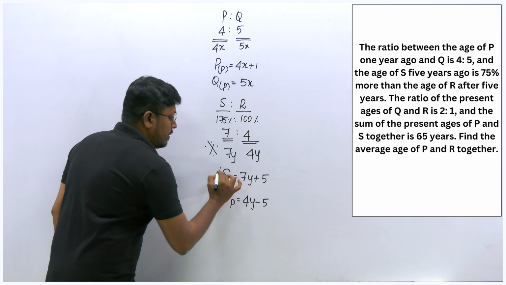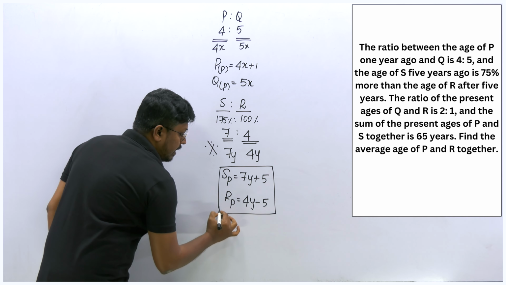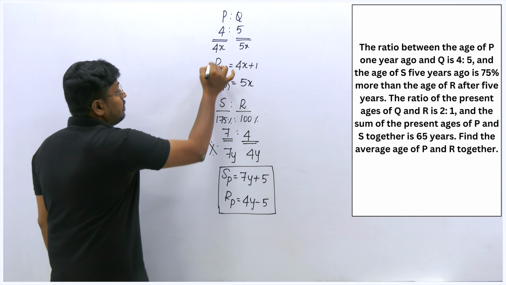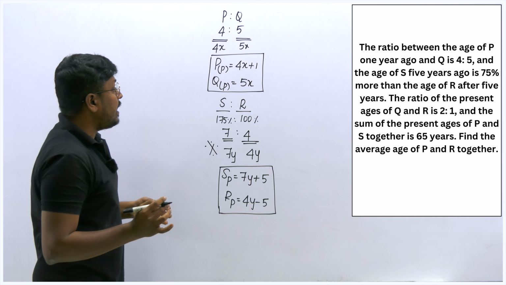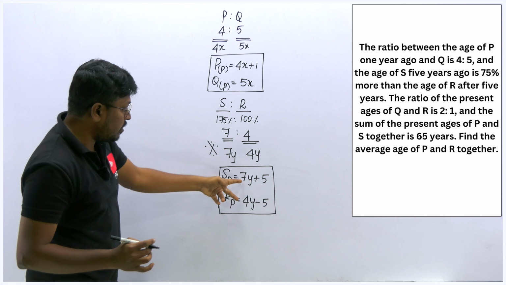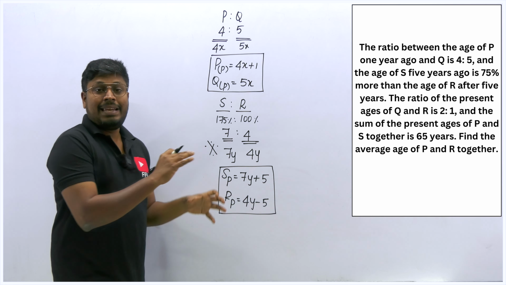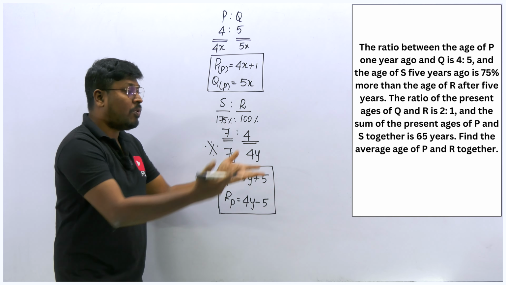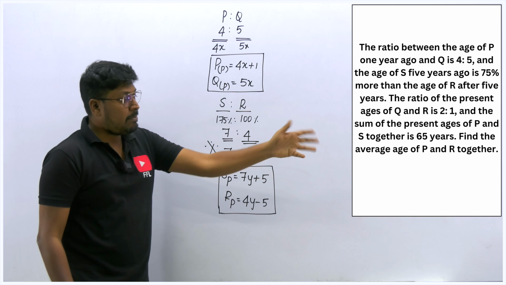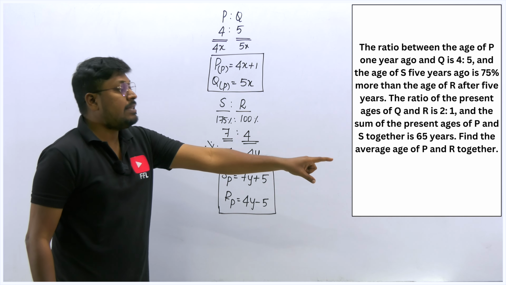So now we brought the present age of S and R, and we brought the present age of P and Q. So I think here you can see both the values are X, both the values are Y. Somewhere we can equate and find the value of X and Y. Okay, let me move on to the remaining points here. Still many points are there in the question. So just see the next point.